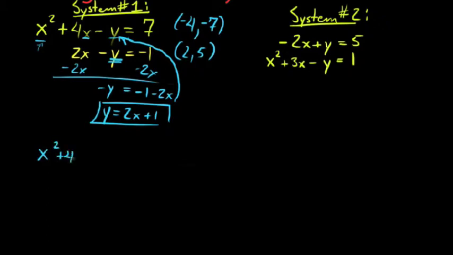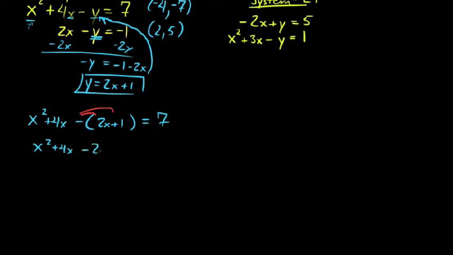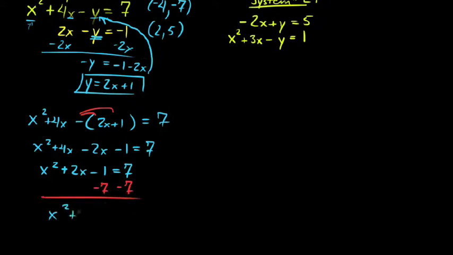We get x squared plus 4x minus, in parentheses, it's very important here, 2x plus 1. And I say this is very important because, of course, we have to distribute this negative out front. So we end up with x squared plus 4x minus 2x minus 1 equals 7. If we combine like terms now, we get x squared plus 2x minus 1 equals 7. If we're going to solve this quadratic equation, it would be convenient to set it equal to 0 and factor. So we say x squared plus 2x minus 8 is 0, and from here we get the factors.